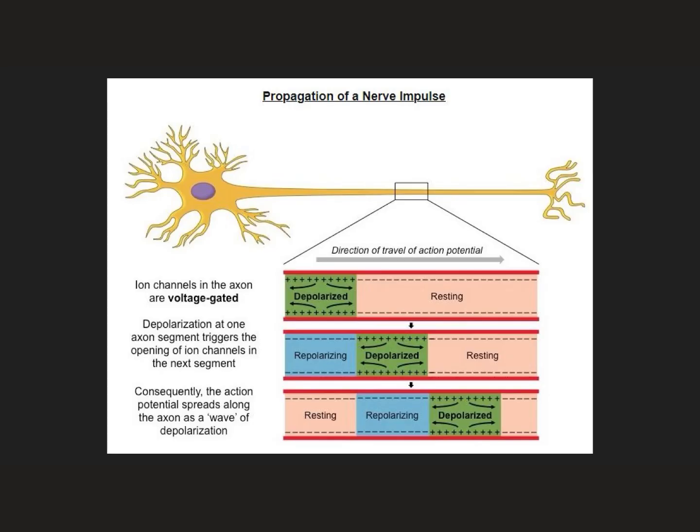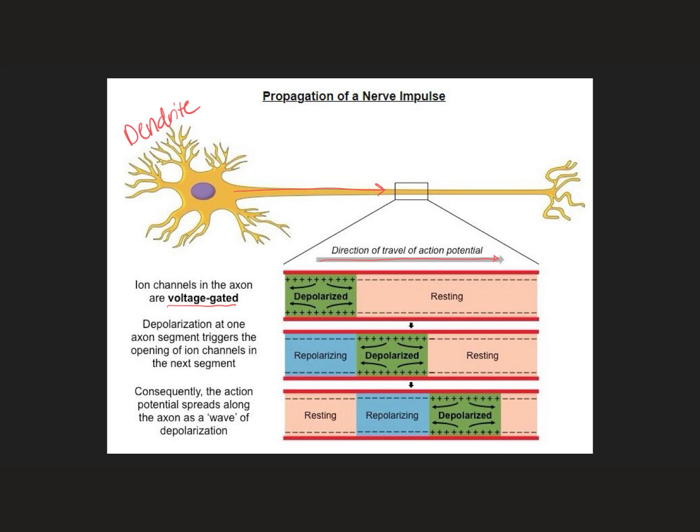So here's a picture. It says propagation of a nerve impulse. So this is when it's traveling. It says the direction of travel of action potential. So we're moving this way, which is the way that the nerve impulse is going to travel from this part down here called the dendrite. It's going to move out. It says ion channels in the axon are voltage gated, which means that it requires an electrical signal or some sort of electrical work at play in order for the channels to open and close.